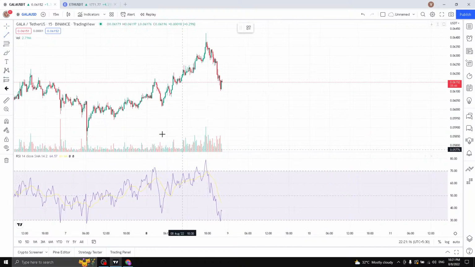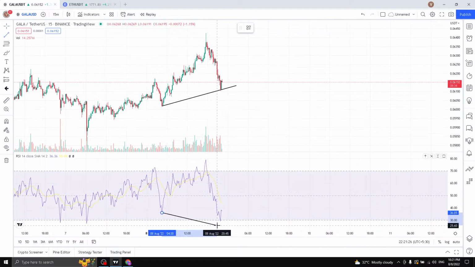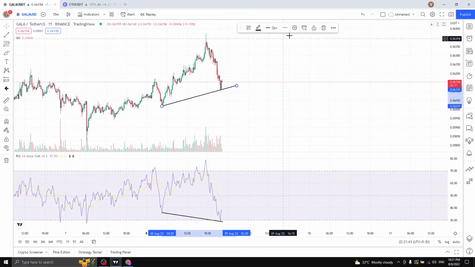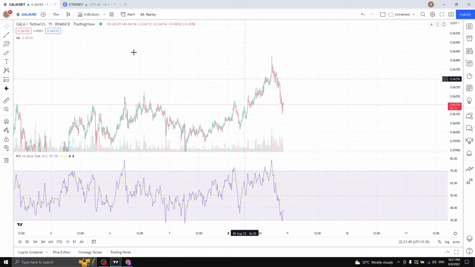Okay, this is a good one. So here the price action has formed a higher low, but the RSI has formed a lower low. This is a very strong bearish divergence. I'm sorry, just hold on 1 second. This is a 15-minute chart. Let me check the 1 day.